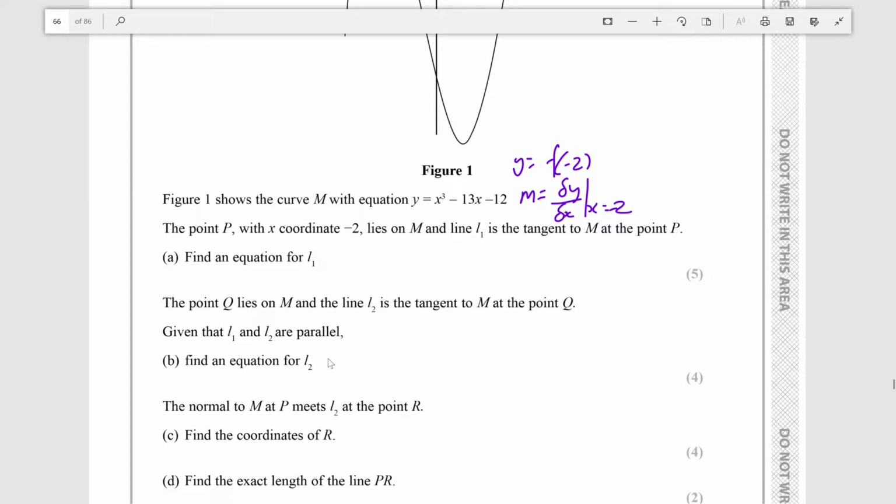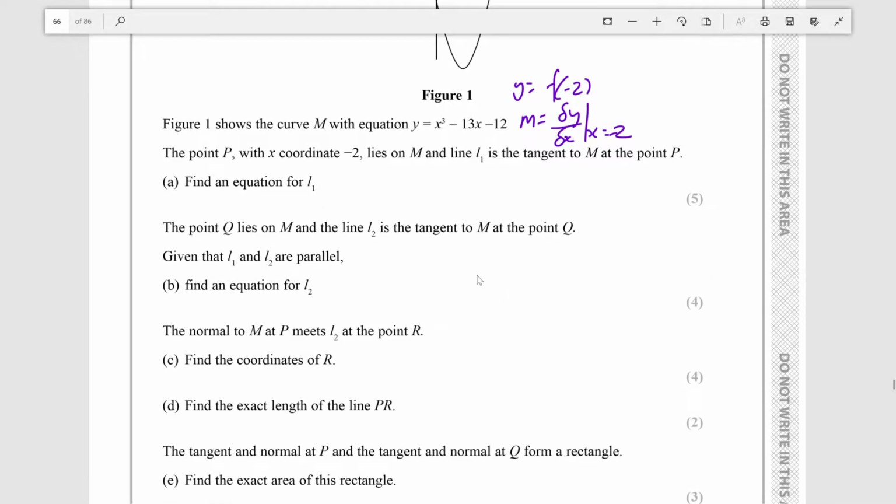Secondly, the point Q lies on M, and the line L2 is tangent to M at the point Q. So we need to find an equation for L2. In this, we'll need to find the coordinates of the point Q, because we want one point it passes through. And we will need to find the other point on M which has the same gradient, because I can see already, since this is a cubic equation, the differential will be a quadratic, and it'll have 2 points where the gradient is the same.